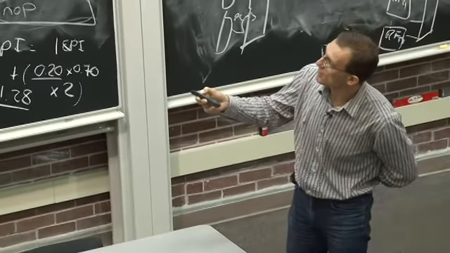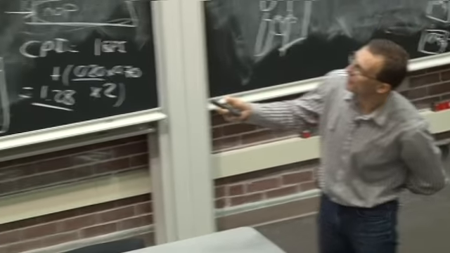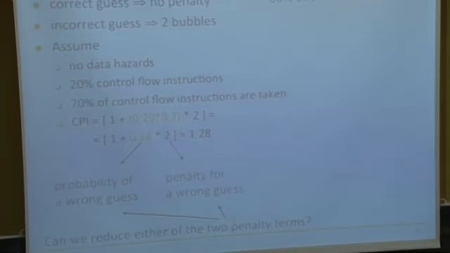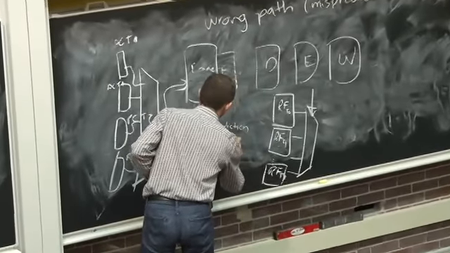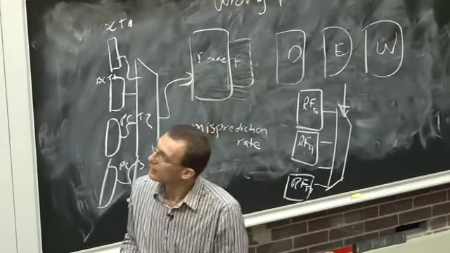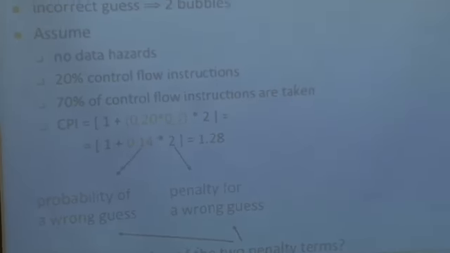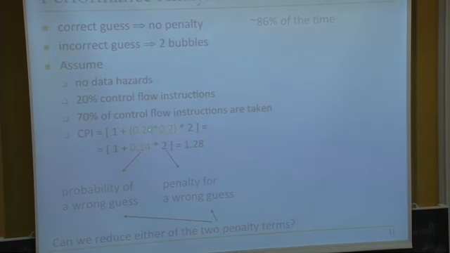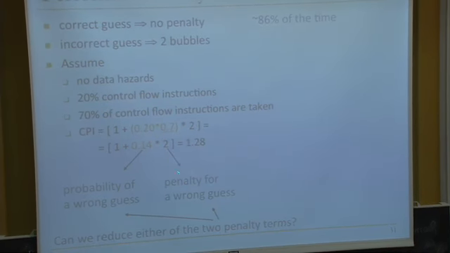So what is this? This is the probability of a wrong guess, if you will, probability of a misprediction. This is also called misprediction rate. Well, that's misprediction rate across all instructions. Your misprediction rate across all branches is 70%, right? 20% of all instructions is a branch. And this is called the misprediction penalty. This is a penalty for a wrong guess. Whenever you mispredict, you lose 2 slots in your pipeline because you need to flush 2 instructions.